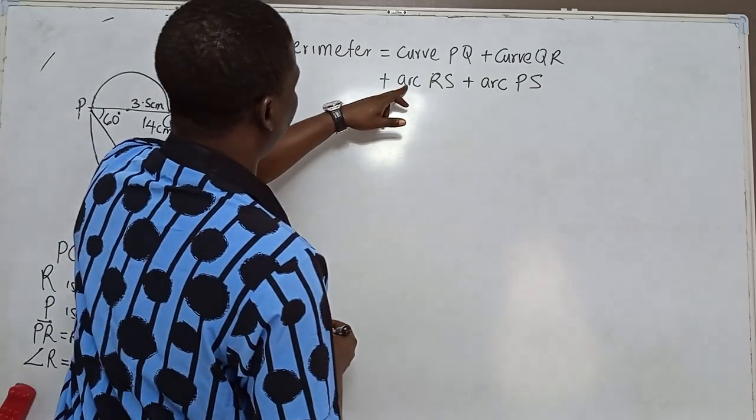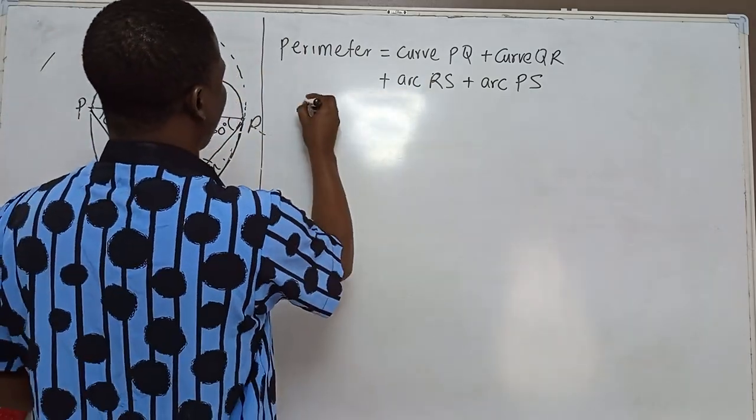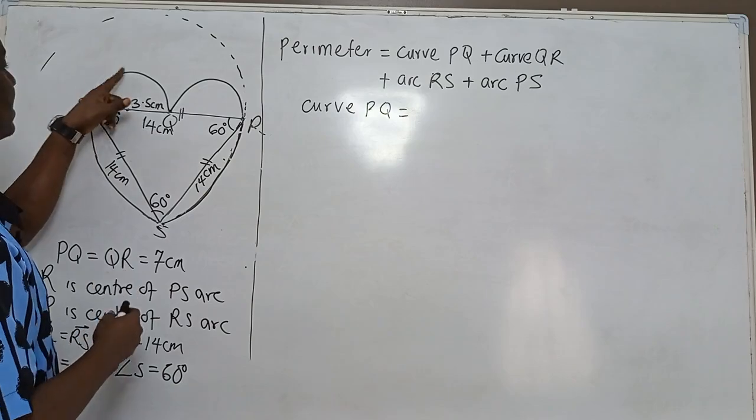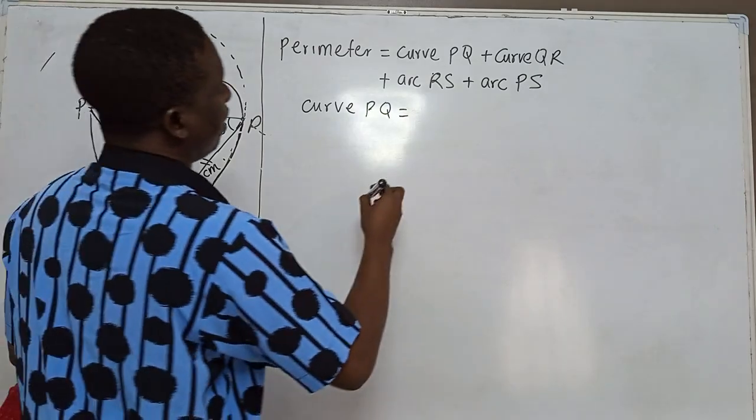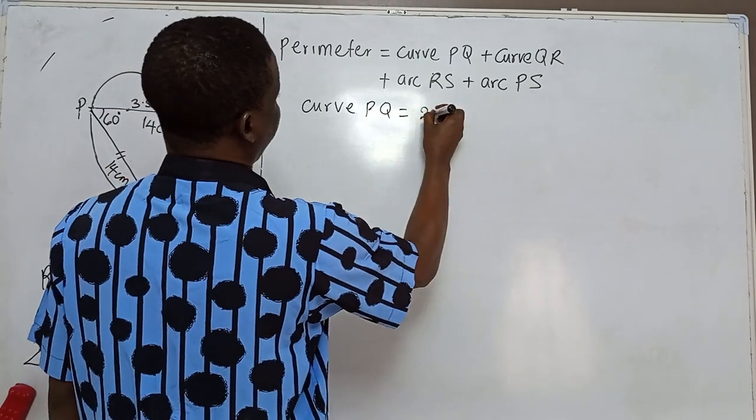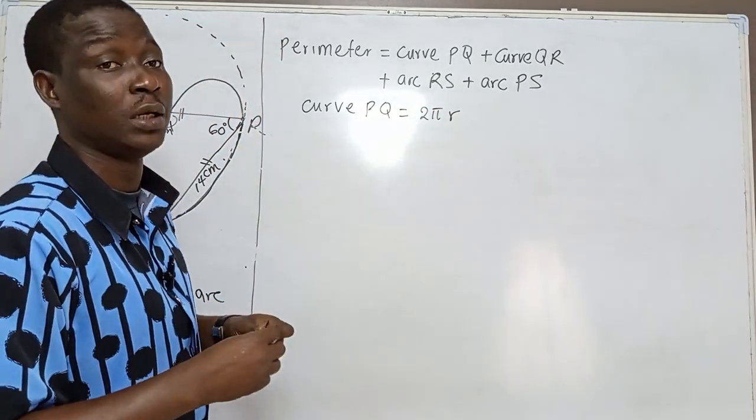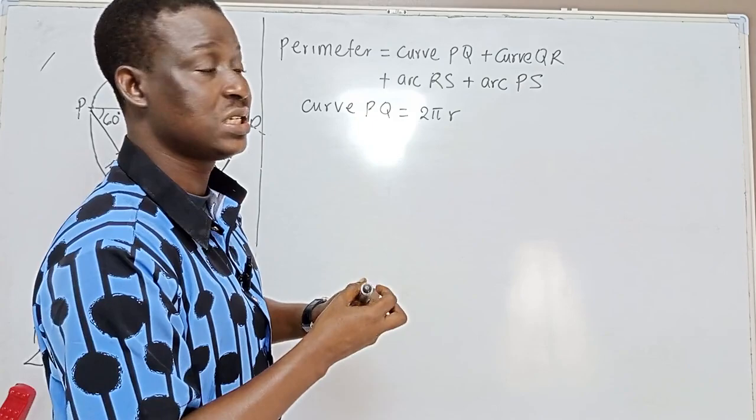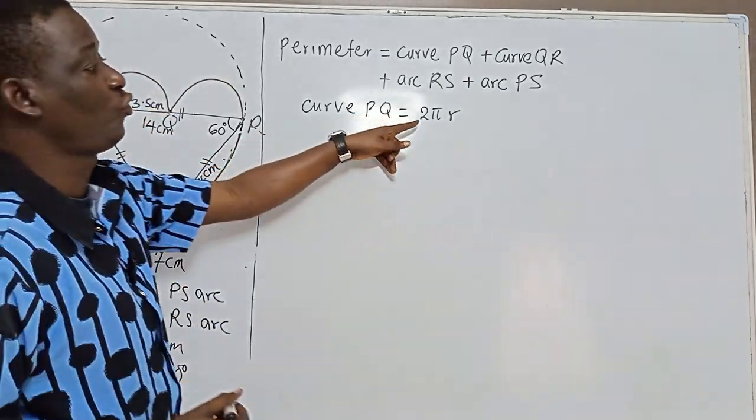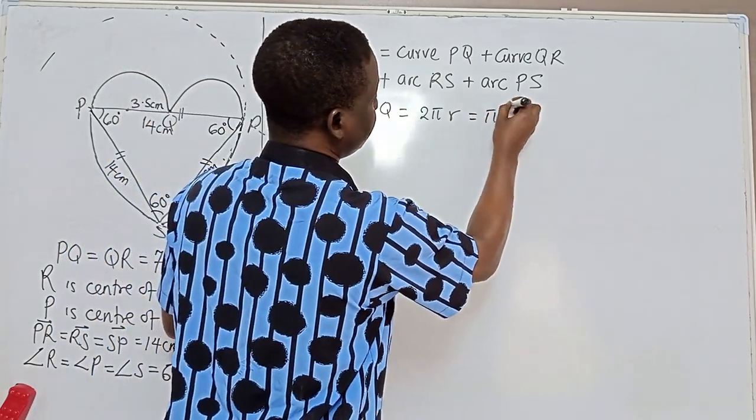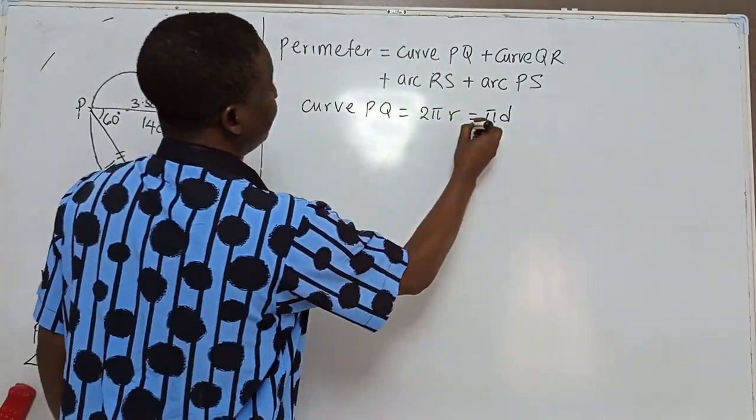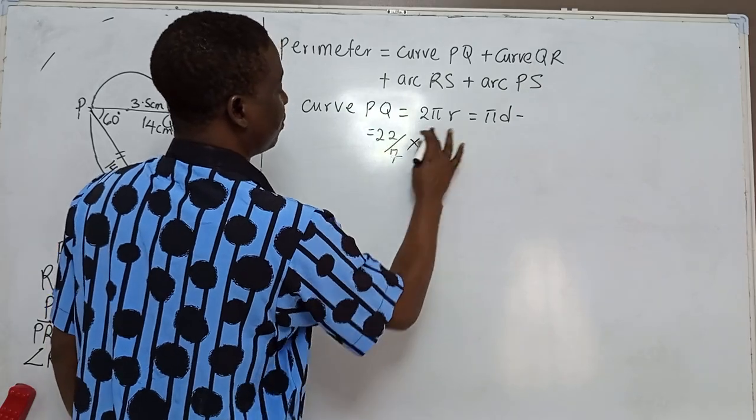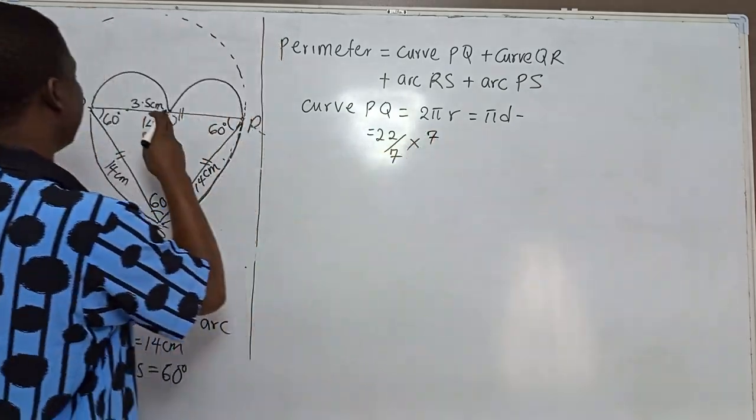Now, first of all, let's look for the curve PQ. The curve PQ is a semicircle. And the perimeter of a semicircle is 2 pi r. Don't forget, perimeter is talking about the total length of a particular shape. So in that case, we use 2 pi r, or we use pi d. So if you use pi as 22/7 times d, which is 7, the diameter of this shape is 7.